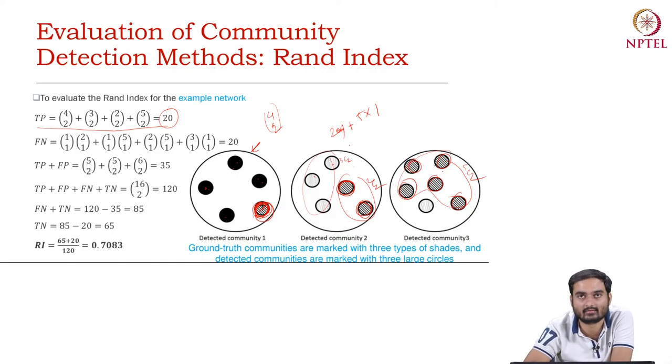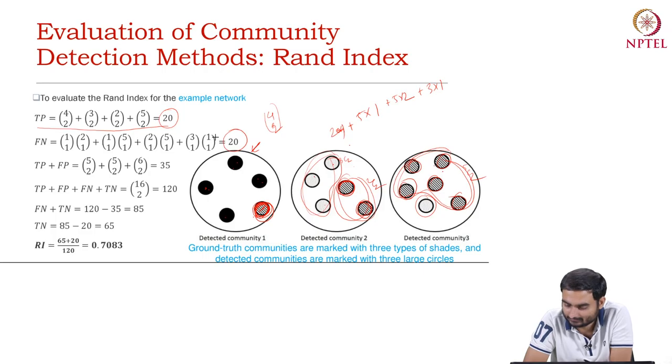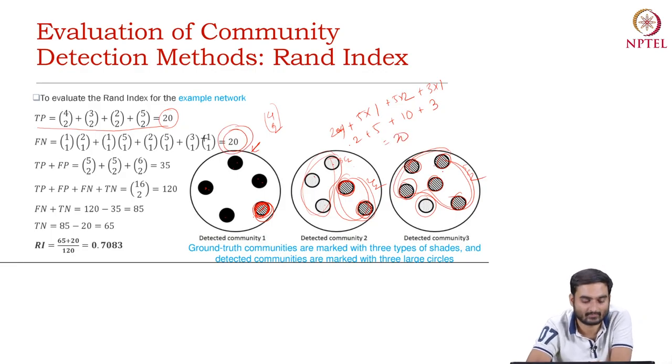I am only looking at this shaded color. Between this and this, how many possibilities? 5 into 2, right? That is about the shaded community. Let's look at the dotted community, right? 3 into 1 and black nodes are all good. Okay, so the total false negative would be 2 + 5 + 10 + 3 = 20, right?